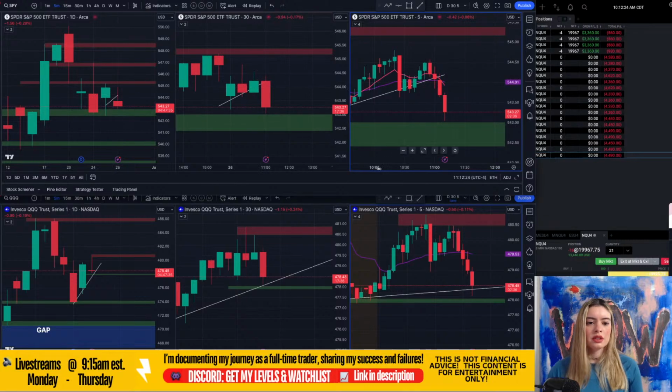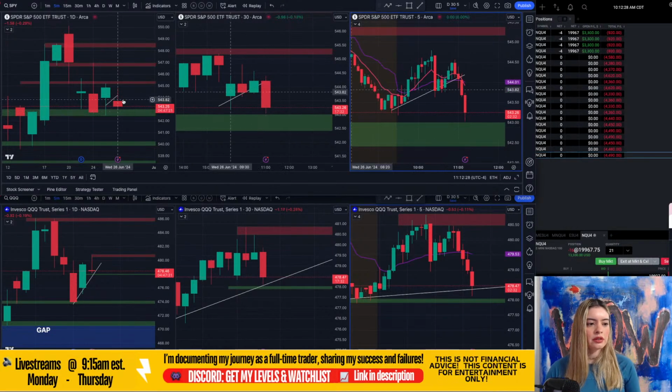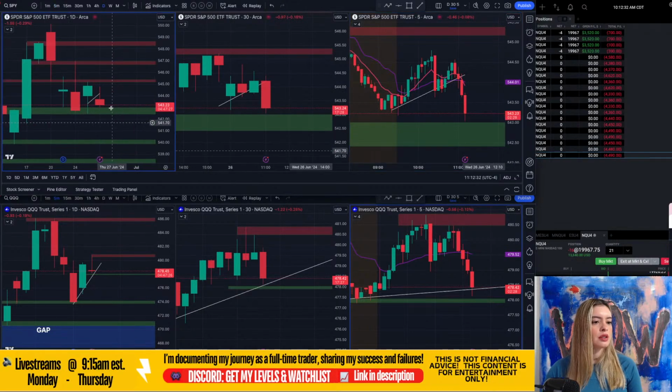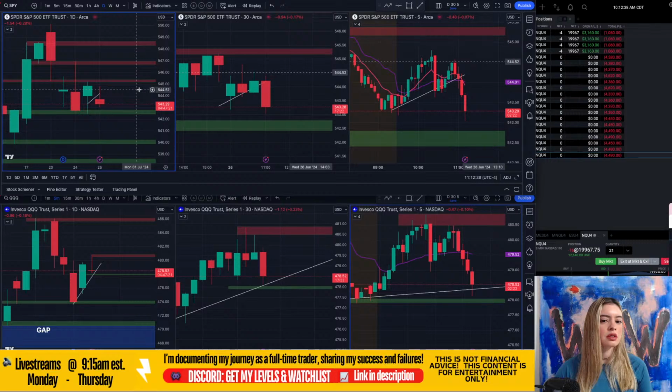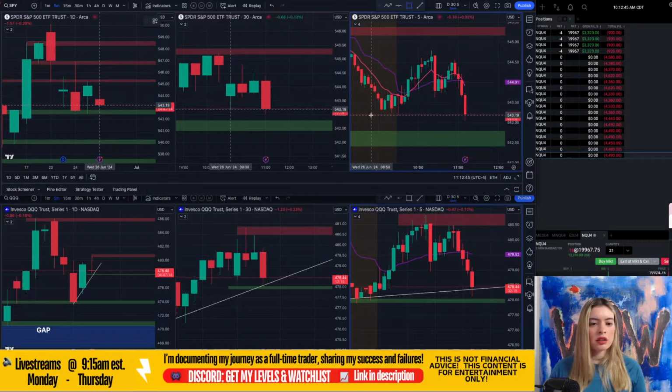Okay, so we're getting closer to this level here on SPY. I'm looking at yesterday's low. Let's see. It's kind of like this. We have pre-market low here on SPY. I want to see it losing that pre-market low.